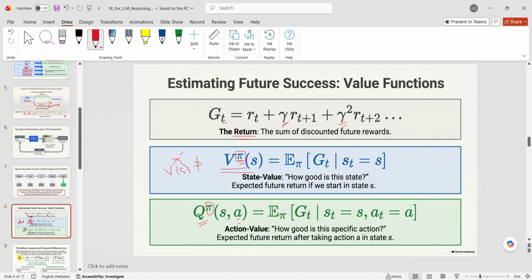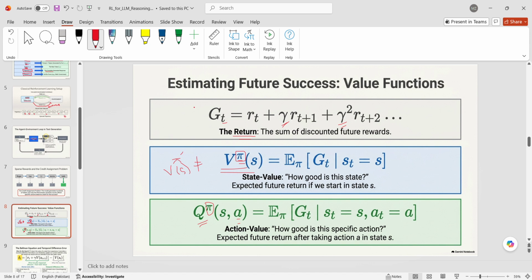So again, the state value function gives you the value of being in a certain state, and the action value function gives you the value of taking an action A being in state S, and both of them correspond to a certain policy pi. So if you want to find the value of a state, you are going to use the state value function. If you want to find the value of an action, you are going to use the action value function.